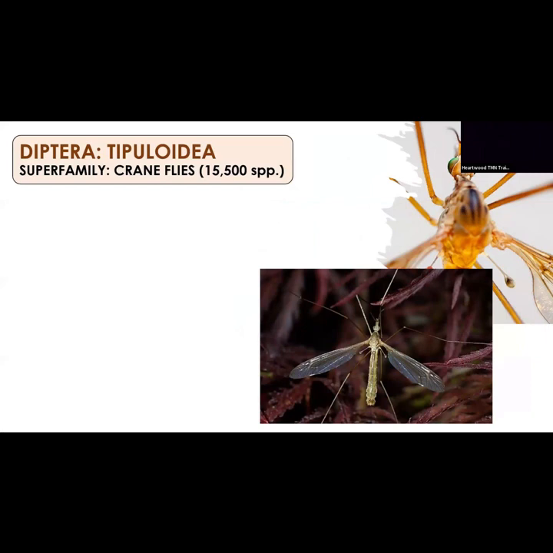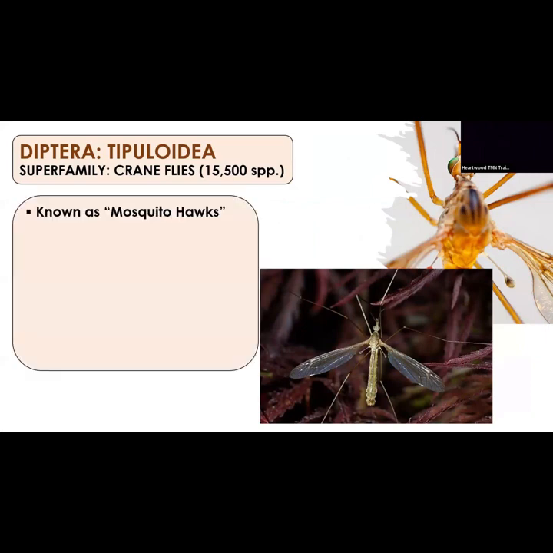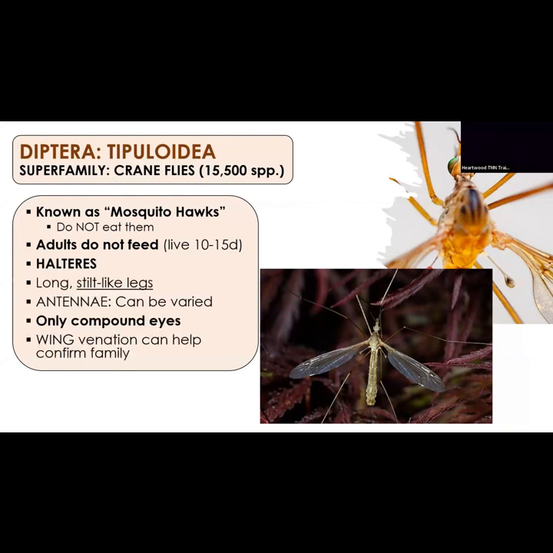Your crane fly, most known as a mosquito hawk. It does not eat mosquitoes. No, it doesn't. It's just a large looking mosquito, but it's good for your garden, so keep it around. I was sad when I learned that too, that they are not mosquito hawks. They just look like giant mosquitoes, but they don't feed or spread diseases. So keep them around.